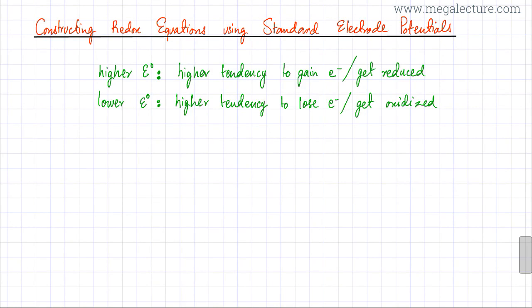We've also previously discussed that the higher the E0, the electrode potential, the higher the tendency for that substance to gain electrons or get reduced. And vice versa, if the electrode potential is lower, you have a lower E0, then there would be a higher tendency to lose electrons and it's going to get oxidized. So this is the main rule. Higher E0, more it's going to gain electrons; lower E0, the substance would lose electrons.